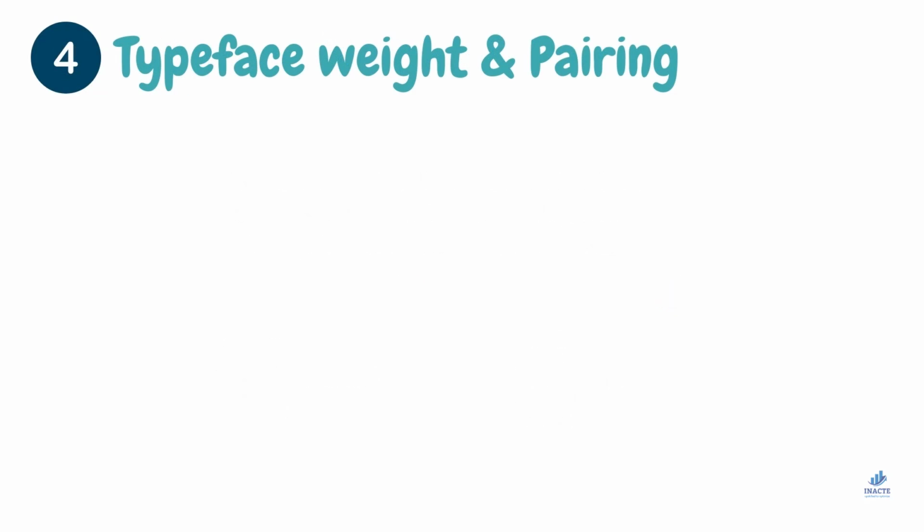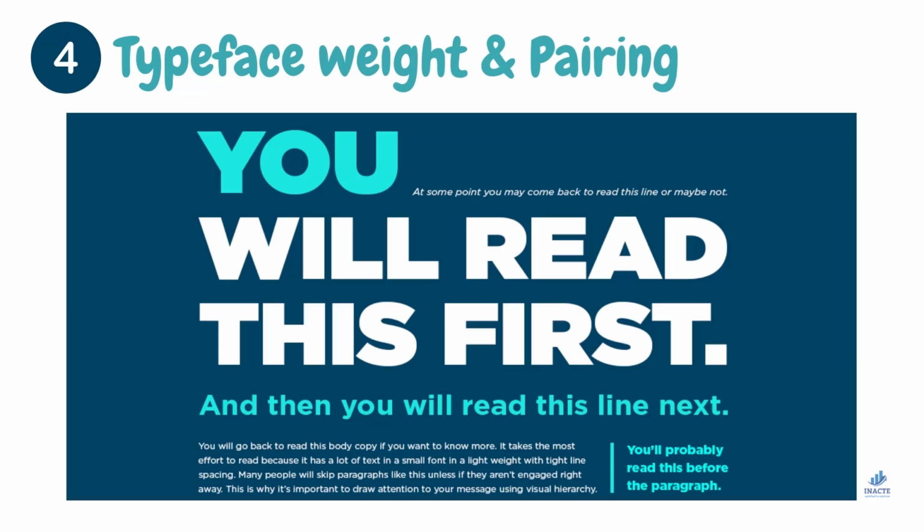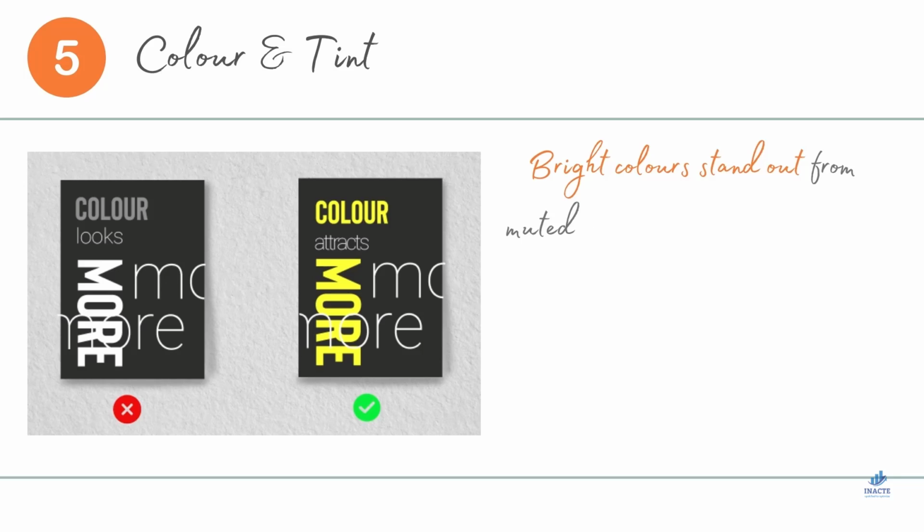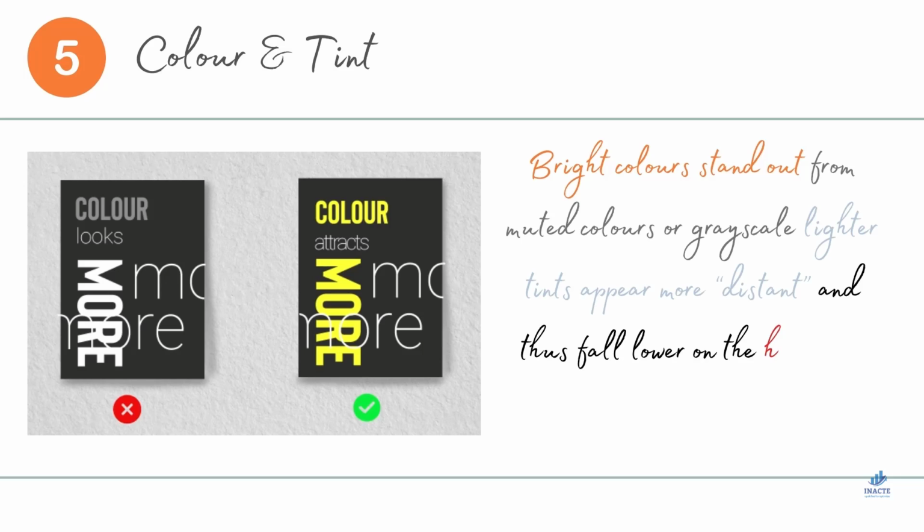Fourth, typeface, weight and pairing. Setting it all to the same size and weight could accomplish the equivalency but would also make it monotonous. Differentiating the typefaces is one way to avoid this. Next is color and tint. Bright color stands out from muted colors or grayscale, while lighter tints appear more distant and thus fall lower on the hierarchy than richer, darker ones.